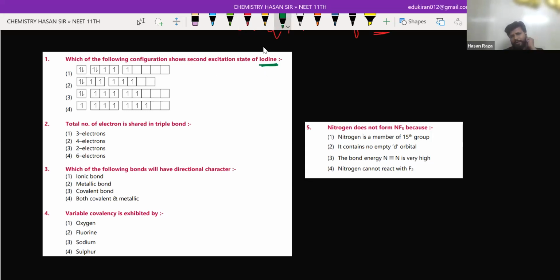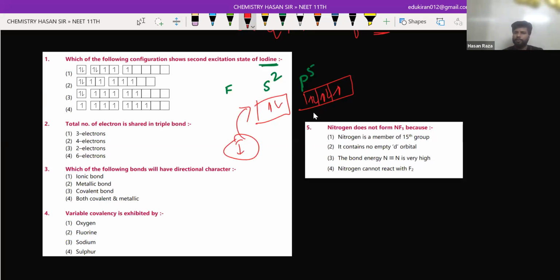Iodine. You don't need to know the atomic number if you know which group it is from. Iodine is from the same group as fluorine, and fluorine has s2 and p5 in its outermost shell. So you know this will be the situation: 2 electrons and 5 electrons. But we needed to calculate for iodine. So for iodine, this will also be the scenario, but for iodine there will be a d orbital, which is vacant. So you need to do two excitations. You are going to excite this to this side and this to this side. So according to that, which option will be correct? Third one. Very easy.